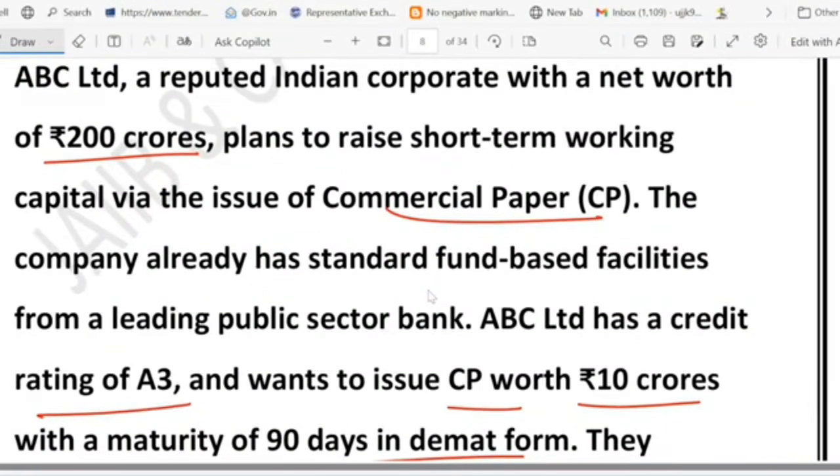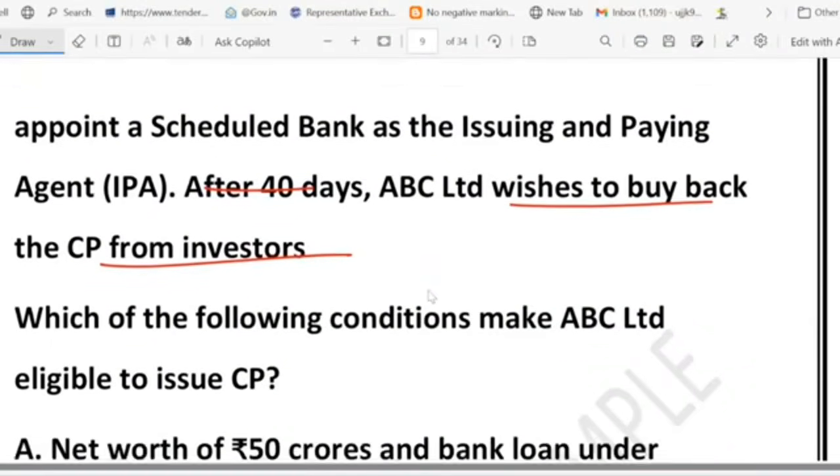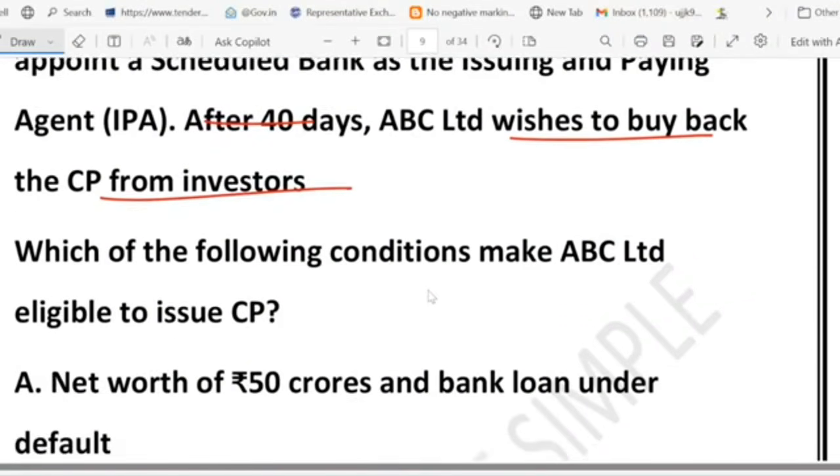Right. So basically they have a net worth of 200 crore. They want to raise money via CP, and they have a standard credit rating of A3. They want to issue CP worth 10 crore, maturity 90 days, Demat form. They have appointed an IPA. After 40 days they wish to buy back the CP.